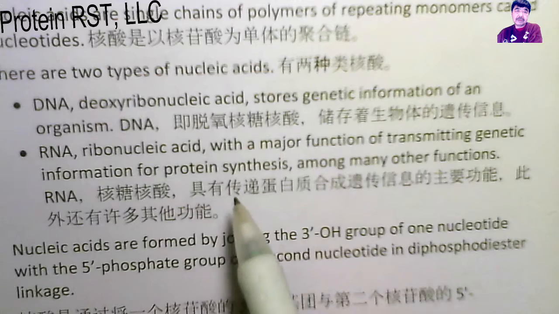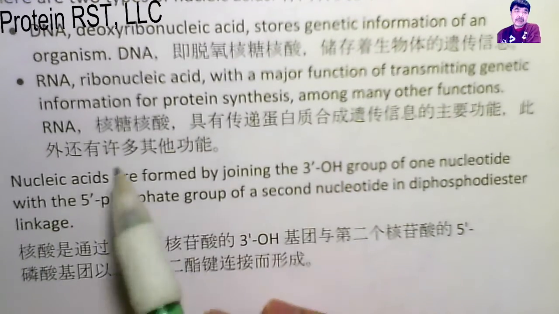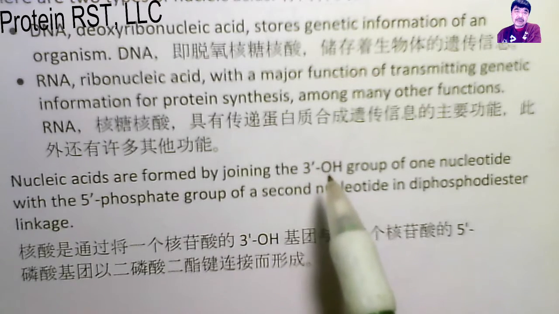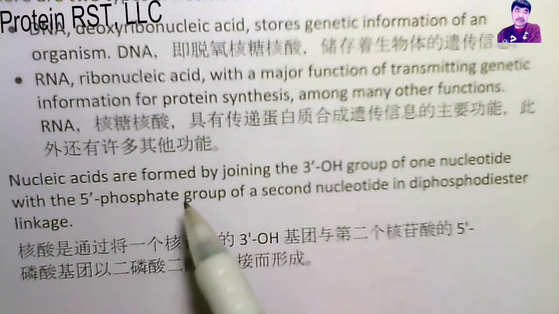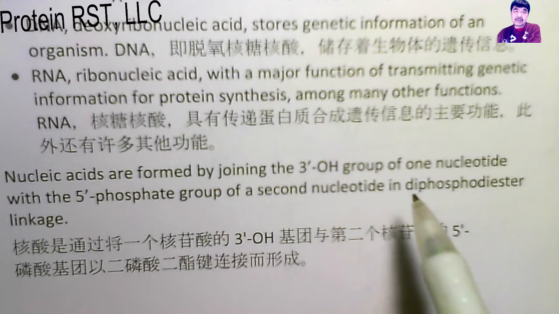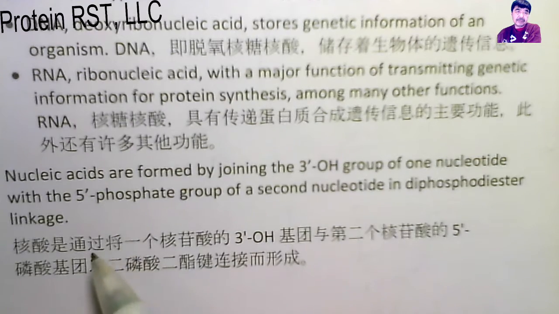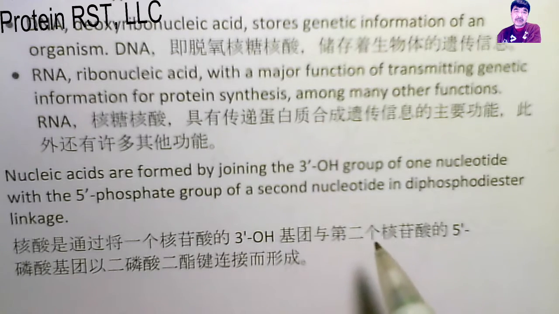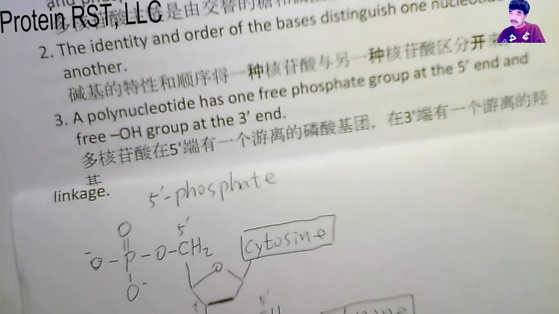Nucleic acids are formed by joining the 3' hydroxy group of one nucleotide with the 5' phosphate group of the second nucleotide in a phosphodiester linkage.